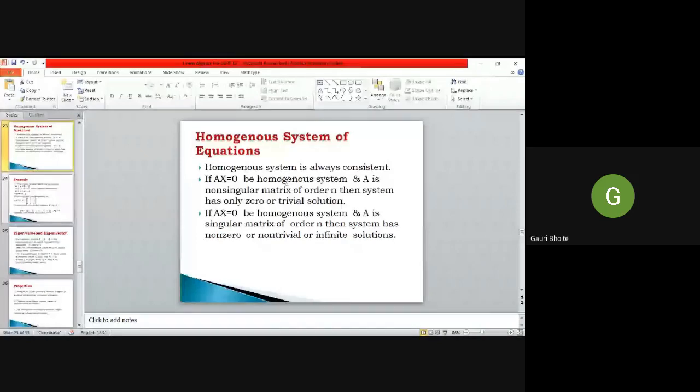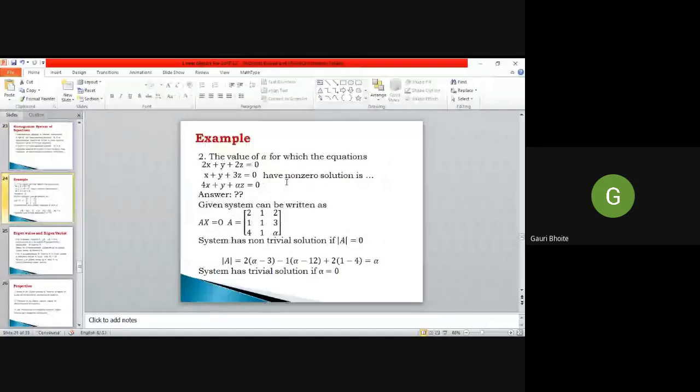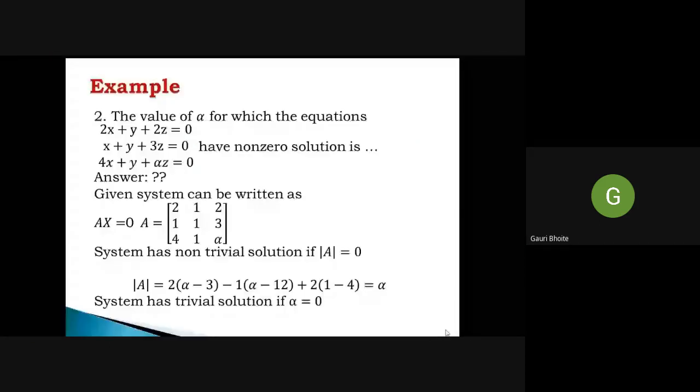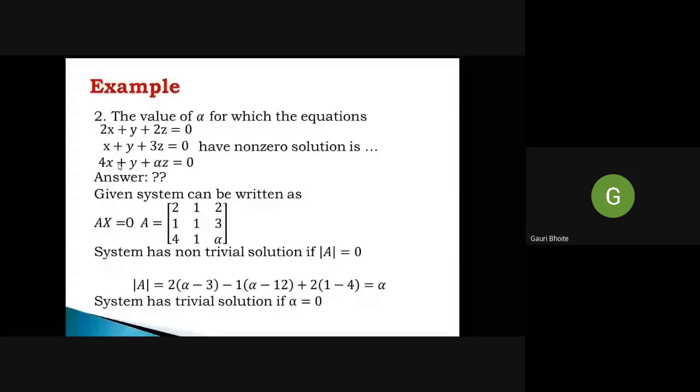Find the value of alpha for which the equation has a non-zero solution. The system of equations is given: 2x plus y plus 2z is 0, x plus y plus 3z is 0, 4x plus y plus alpha z is 0. For which values of alpha does the system have a non-zero solution? We can write the given system as Ax equal to 0, and the coefficient matrix A is 2, 1, 2, 1, 1, 3, 4, 1, alpha.